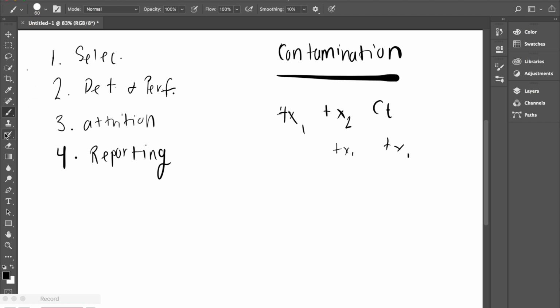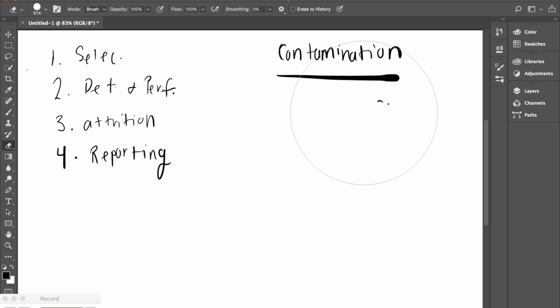Now, co-interventions, on the other hand, are a little bit different. Okay, so co-interventions.